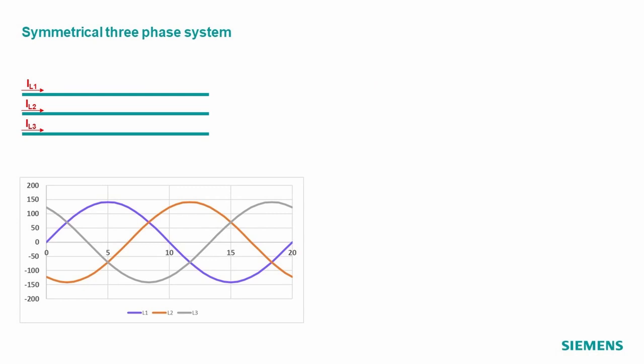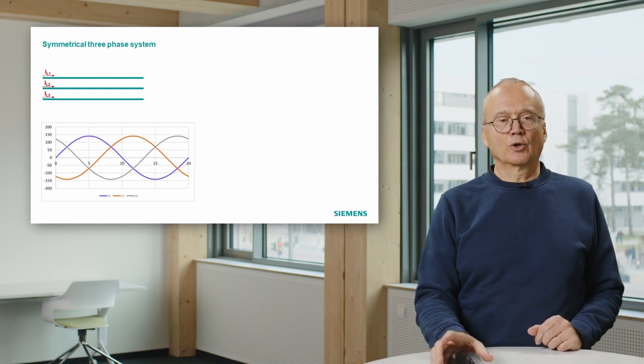That means the current IL1 has, for instance, this purple sine wave. The current in phase 2 has the orange sine wave. And in phase 3, we have the gray sine wave. We see here the range in this diagram is 20 milliseconds. That is exactly one period in a 50 Hertz system.